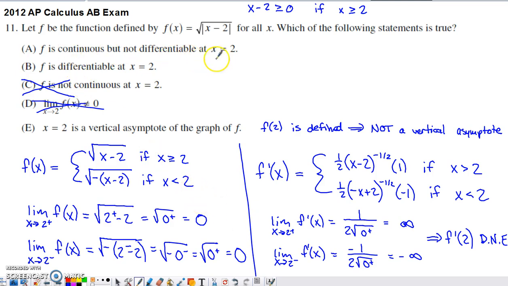F is continuous but not differentiable at 2. F is differentiable at 2. These ones look similar to each other, so I think I want to tackle those next. So what I did is I took the derivative of both portions of this function, right?